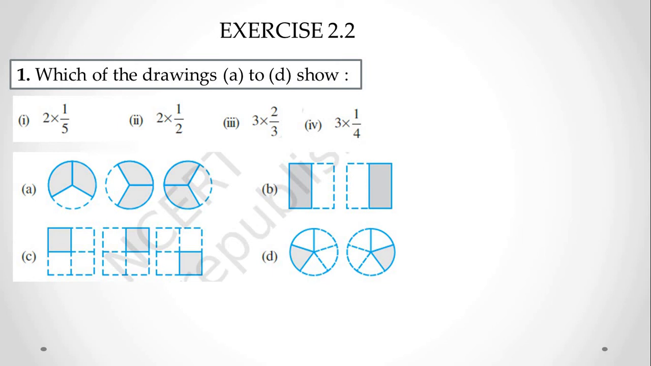So in exercise 2.2, we are in question number 1, which of the following A to D shows. Here 4 questions have been given and we have to decide whether each is matched with A, B, C or D. In question number 1, 2 into 1 upon 5. Here the first value represents the number of repetitions or number of objects. 1 represents the selected area and 5 is the number of partitions in the figure.